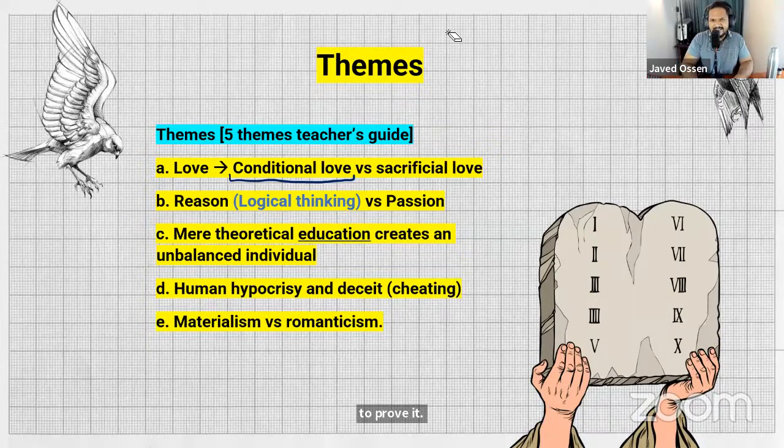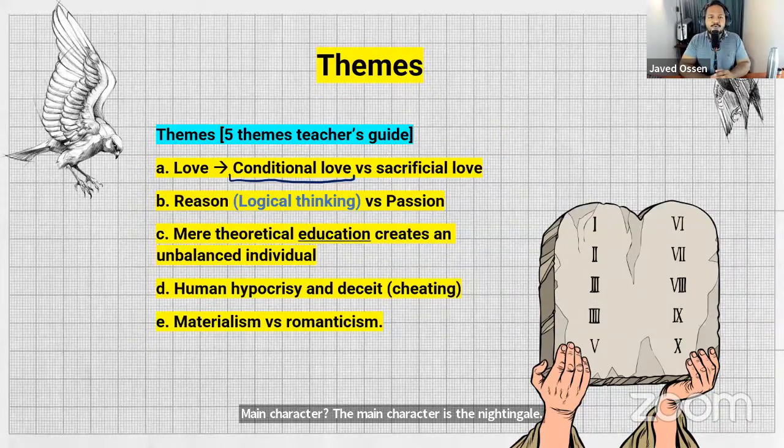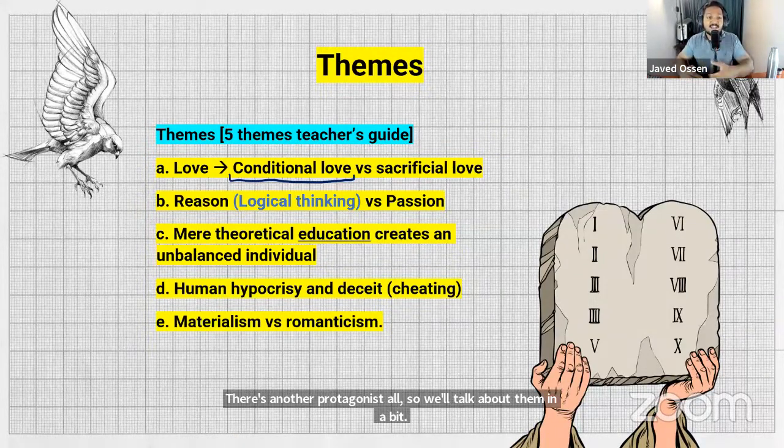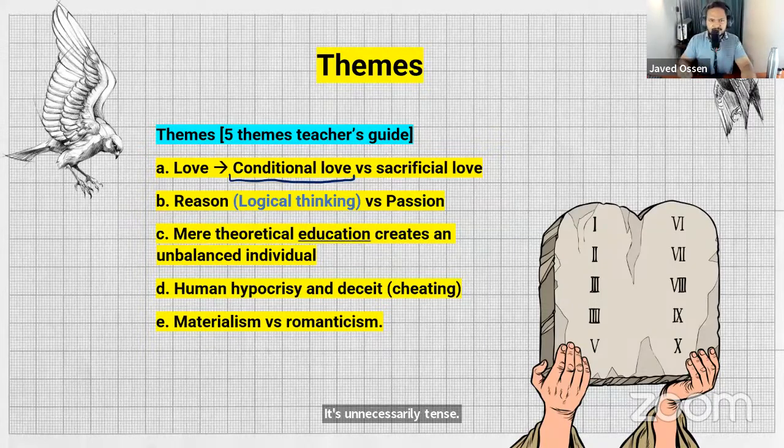So right now, you know that there is a protagonist. What do you mean by protagonist? Main character. The main character is the Nightingale. There's another protagonist also. We'll talk about them in a bit. But right now, you know that there is conditional love, and then there is sacrificial love. Conditional love is not real love. Sacrificial love is real love, but it's exaggerated. It's unnecessarily tense. We'll talk about these in a bit. There is reason versus passion. There is mere theoretical education creates an unbalanced individual. All of these parts we'll understand when we go through the presentation. I'll also make the presentation available to you guys. I'll let you know how you can get these presentations.